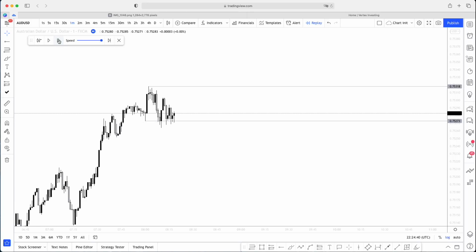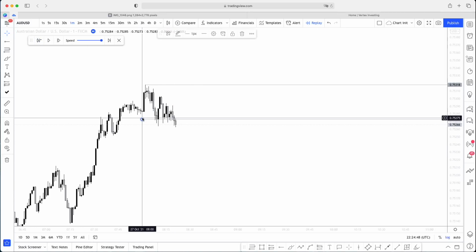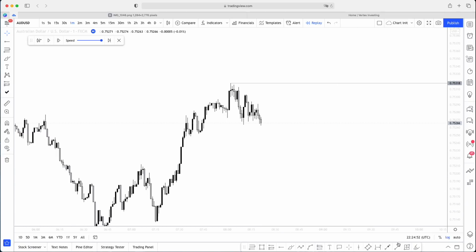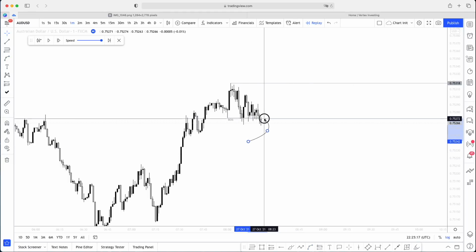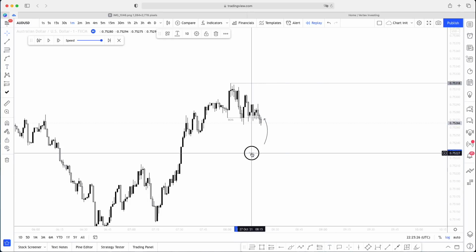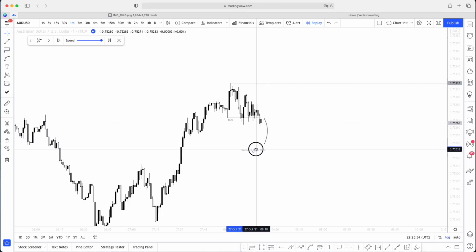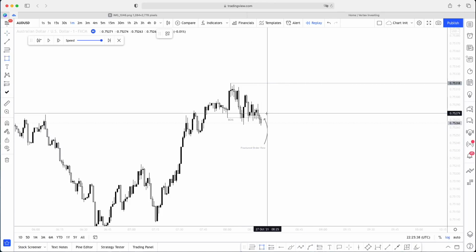So now, let me just go back a little bit. What we have is this break. So now what's happened is we have a fracture of order flow. Sorry, not potential, it is a fracture of order flow. So what we have is fractured order flow.